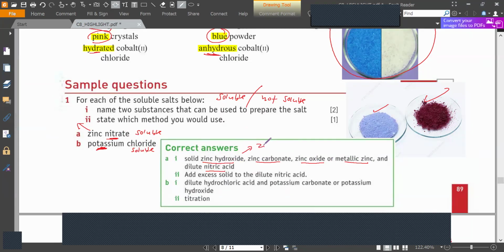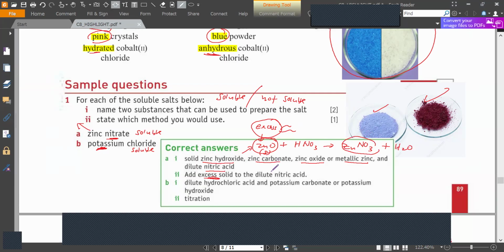Example, let's say we use zinc oxide plus nitric acid. So it will give us zinc nitrate and water. Another key point is this is solid. This one must be put in excess because later on we can filter to remove the insoluble reactant to collect the pure product.